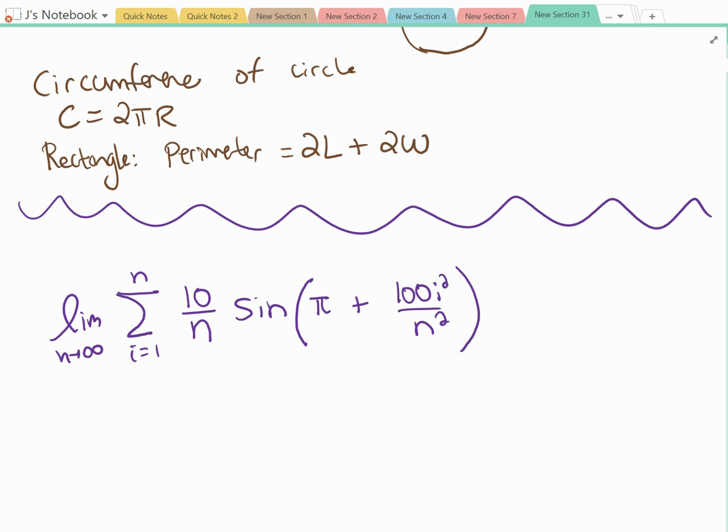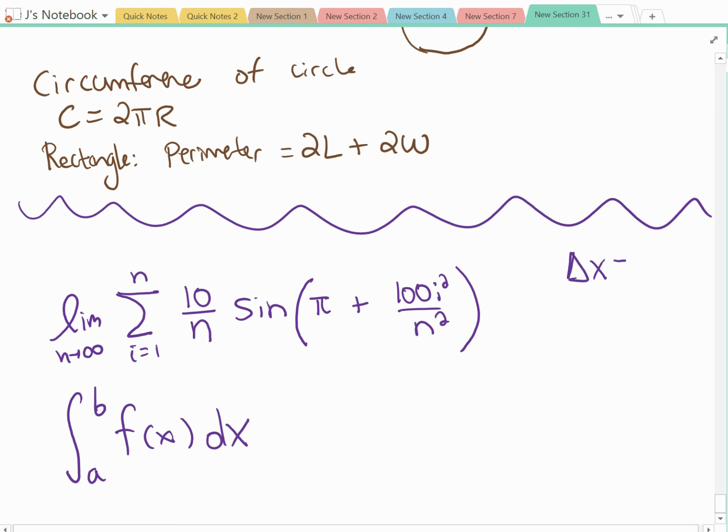How do you think you write this one? Two ways to write it. How would you convert it? So it's going to be an integral from something, from a to b, of f of x dx. What's delta x from here? 10 over n.